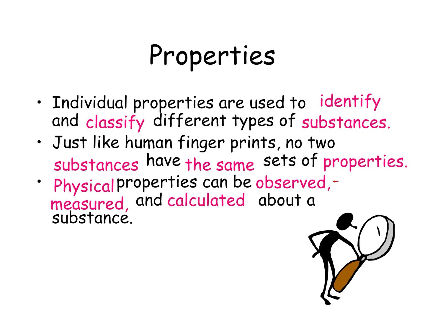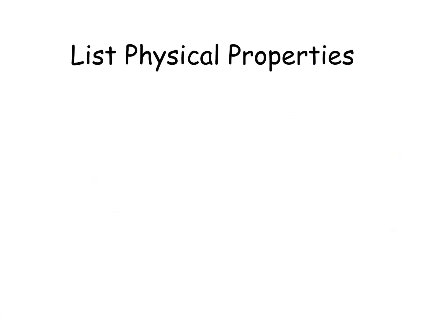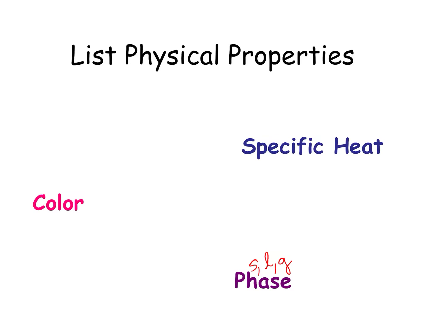So, observations, these are things like the five senses. Measured, things like your mass, your temperature, your melting point, and calculated, things like density. And I think I have a whole bunch right here. So color, obviously, you can observe that. Phase, what do I mean by phase? I mean solid, liquid, gas, that kind of stuff. Specific heat, maybe you remember that from earth science. Density, remember that's something we can calculate, mass divided by volume.